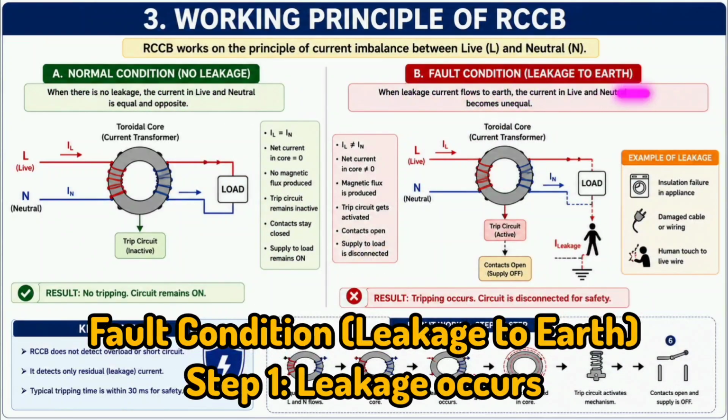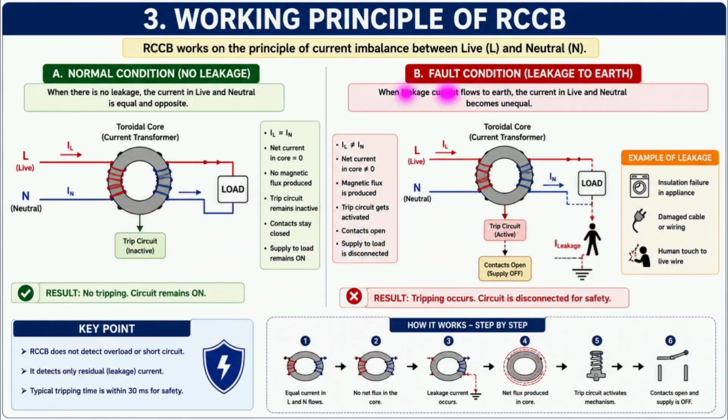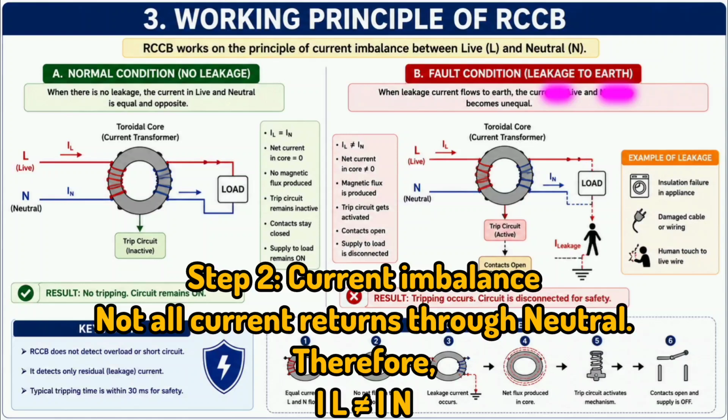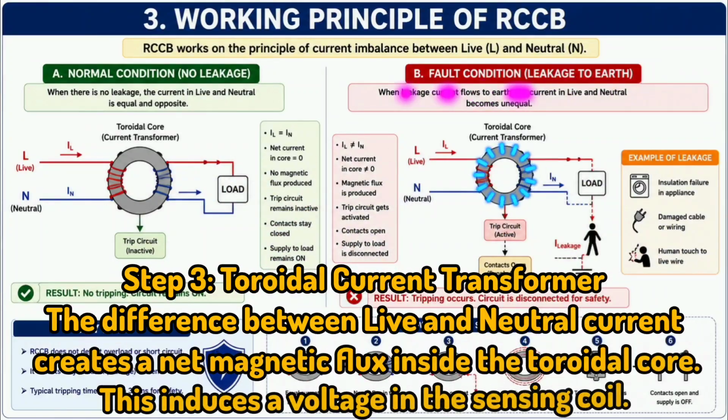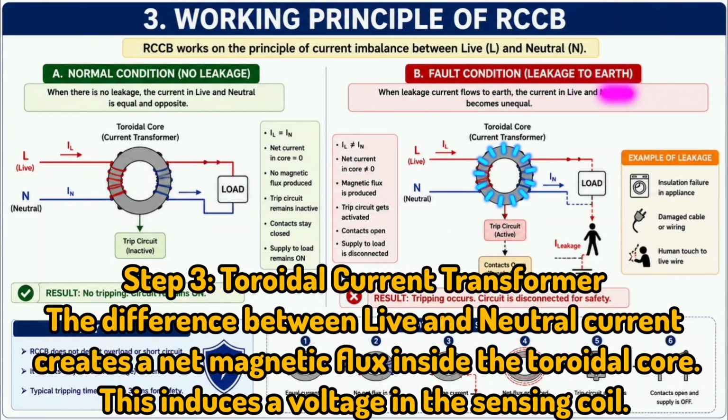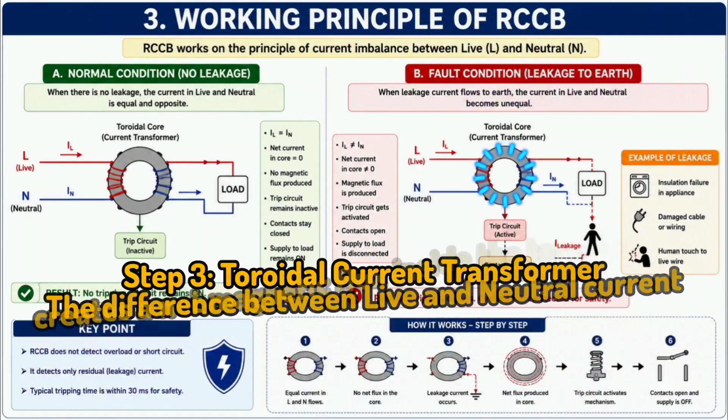Fault condition: leakage to earth. Step 1. Leakage occurs. Step 2. Current imbalance. Not all current returns through neutral. Therefore, IL is not equal to IN. Step 3. Toroidal current transformer. The difference between live and neutral current creates a net magnetic flux inside the toroidal core. This induces a voltage in the sensing coil.